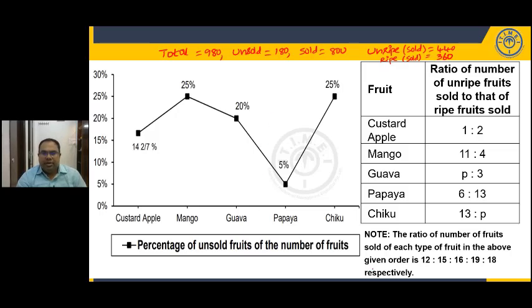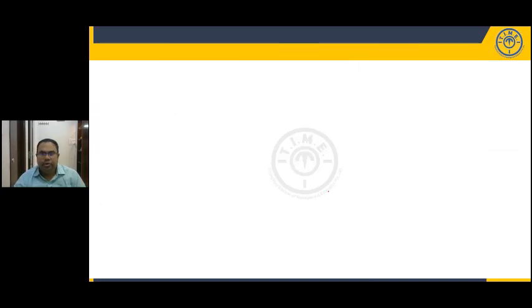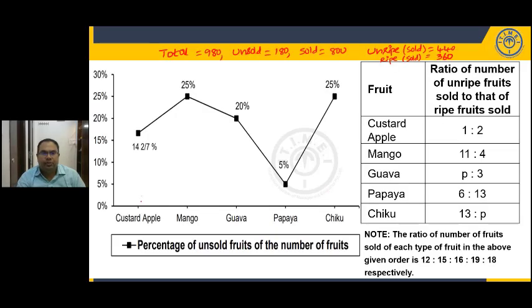This is the data from the previous slide. Now we have got some information here. Just go through this and analyze the set. We will discuss. I'll give you 2-3 minutes. Custard apple, percentage of unsold fruits out of the number of fruits. And this is the ratio of unripe to ripe fruits, out of fruits sold. And these are the numbers of unsold fruits. Okay. Fine.